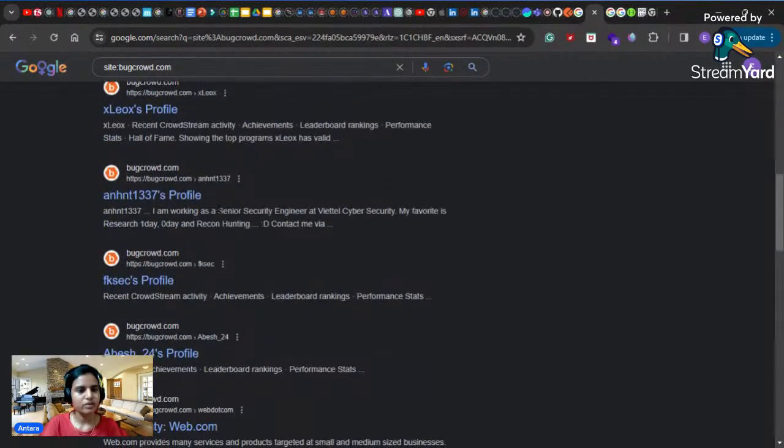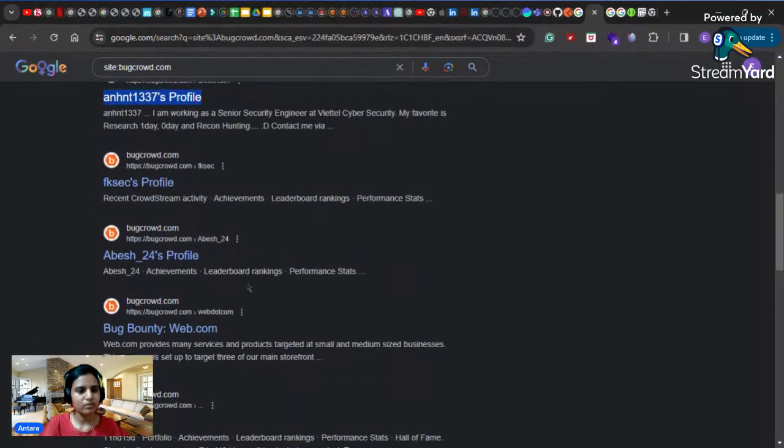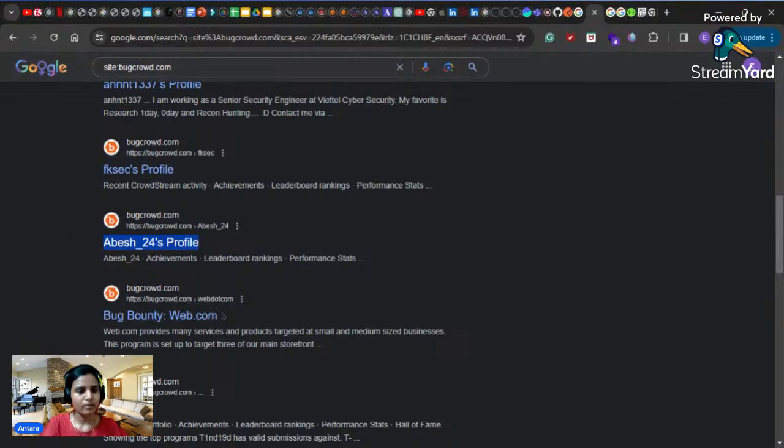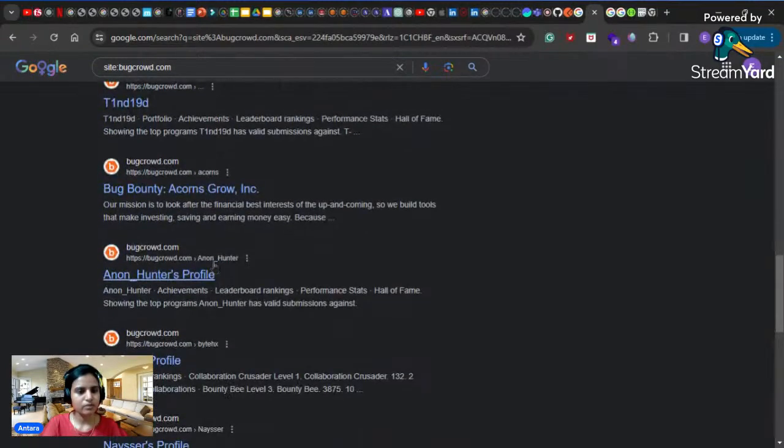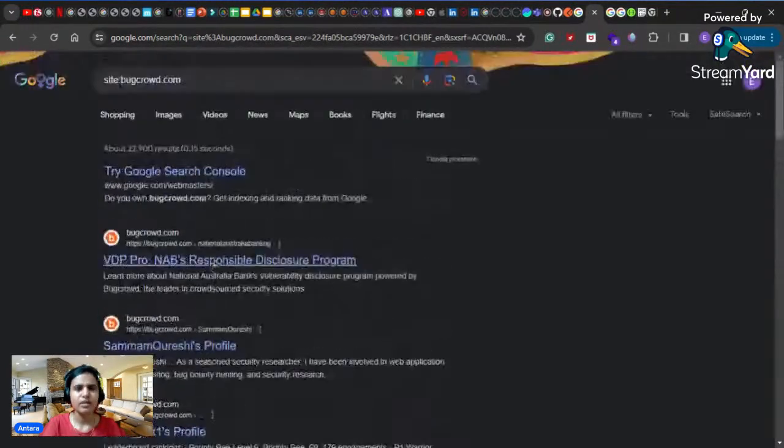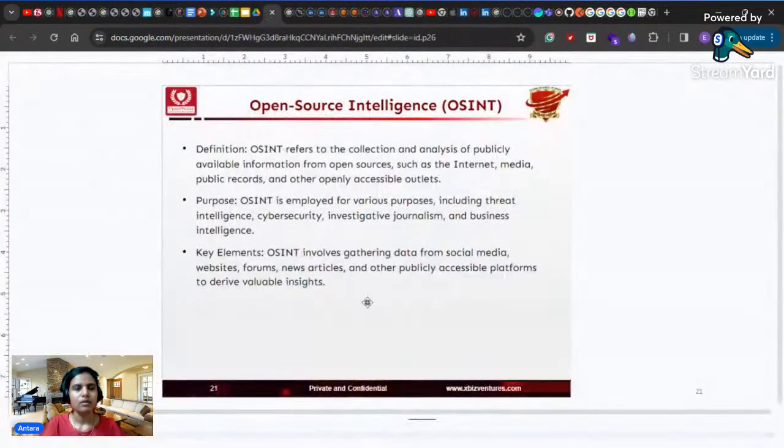If you see, there are a couple of people's profiles that have been crawled, and a bunch of other things. I also have a list of Google dorking keywords with me, and if anyone wishes to know further, I'm happy to share that information with you all. So in OSINT, there are various methods that one could use to collect information. Google dorking is one. Then there is deep web and dark web scanning as well.